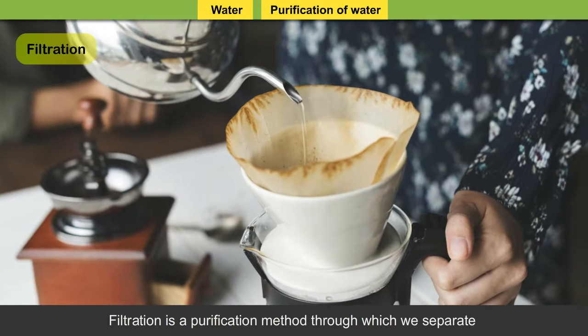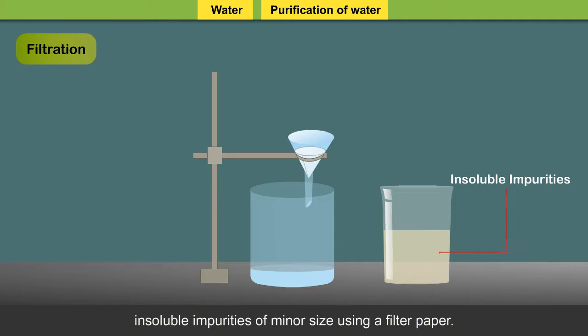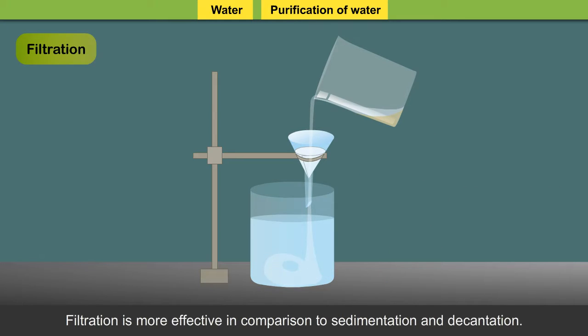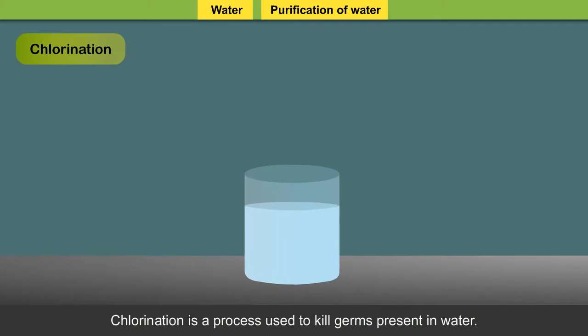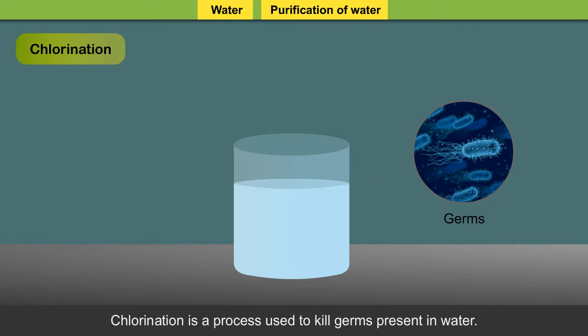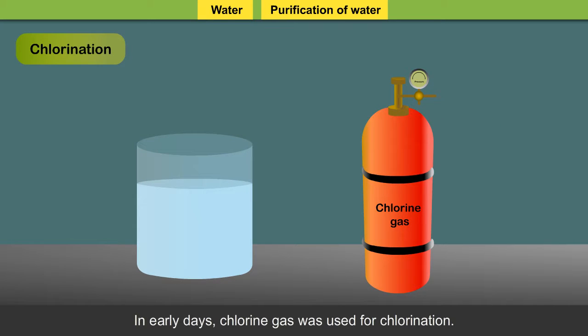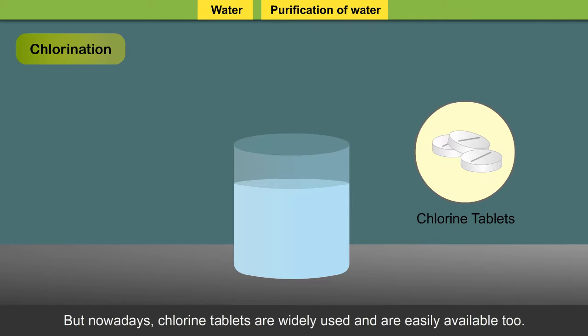Filtration. Filtration is a purification method through which we separate insoluble impurities of minor size using a filter paper. Filtration is more effective in comparison to sedimentation and decantation. Chlorination. Chlorination is a process used to kill germs present in water. In early days, chlorine gas was used for chlorination, but nowadays chlorine tablets are widely used and are easily available too.